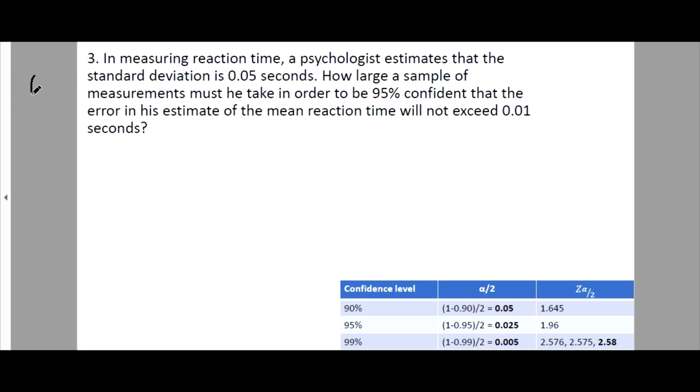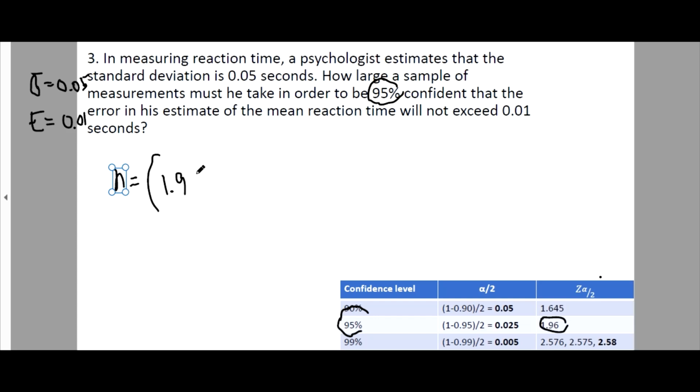So let's start first with the given. So the standard deviation is given to be 0.05. And then take note of this one. The error in his estimate of the mean reaction time will not exceed 0.01. That is our margin of error. Then we have 95%. So our z alpha over 2 for 95% is 1.96.